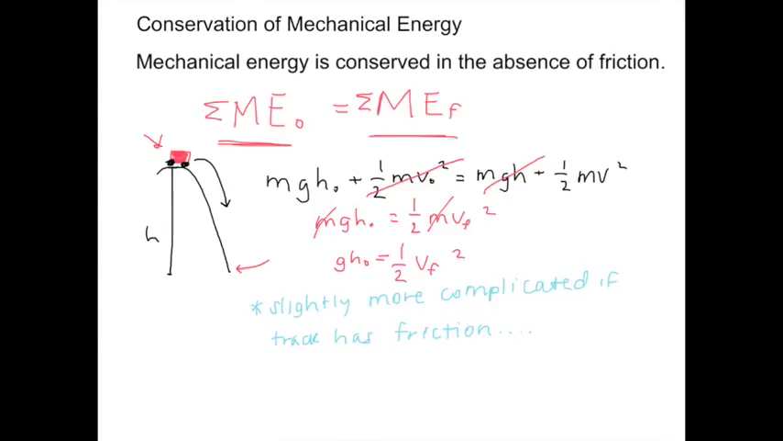And just a small note, it's slightly more complicated in situations where the track has friction. So this is an imaginary roller coaster with no friction on the track, but if the track were to have friction, it would lose some energy to friction along the way.